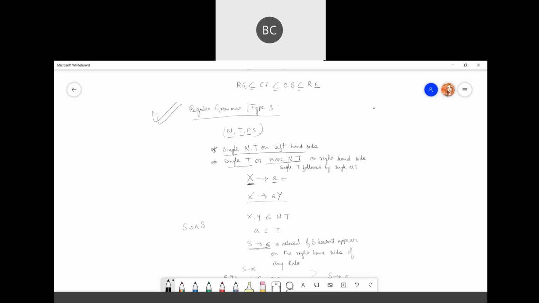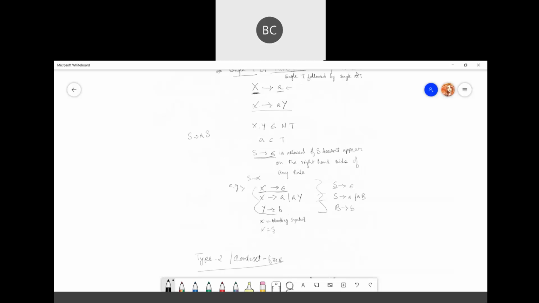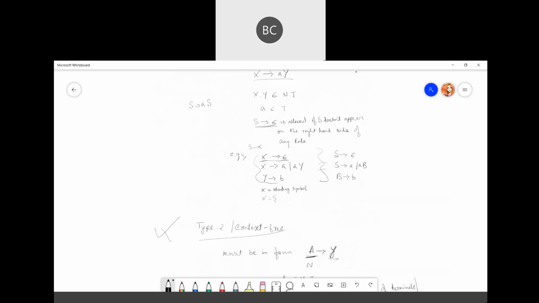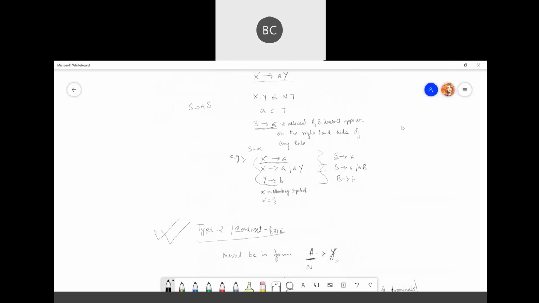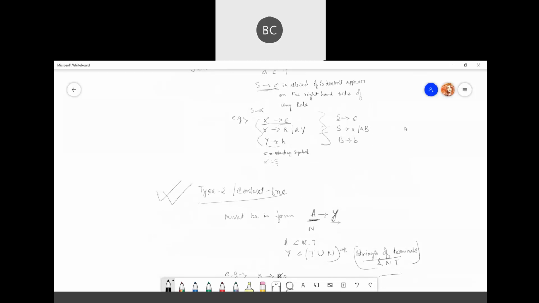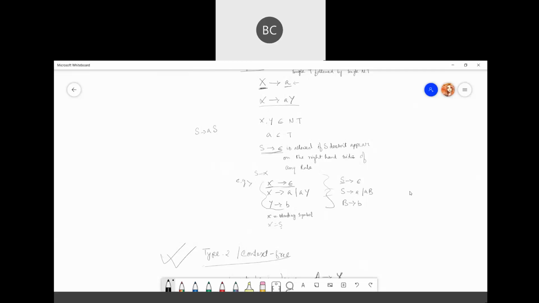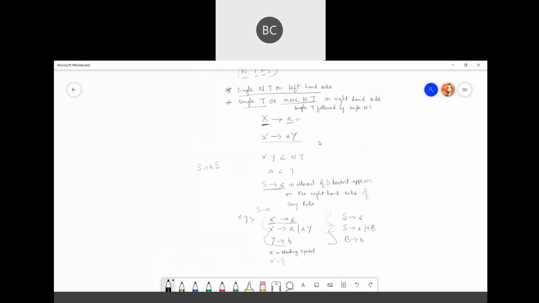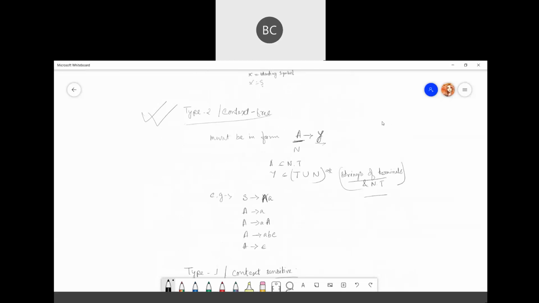Remember type 3, what is the structure? Okay, and remember context free, what is the structure? Okay, both are almost similar, just that in type 3 or regular grammar, non-terminal or variable will always follow. It will come after the terminal symbol. But in case of context free, it's not like that. It can be in any sequence. That's the only difference in normal.